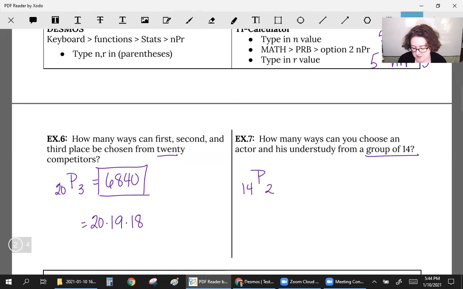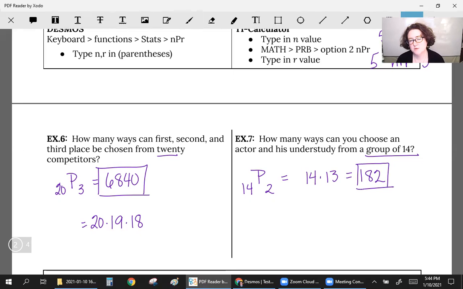So again, you could plug it into your calculator straight out. So 14P2, or this is another one of those situations we could say, well, we have 14 choices for the first actor, and then we have 13 choices for the understudy. Multiply that out in either method, you should be getting 182 different ways. So again, if order is important, you want to use a permutation.